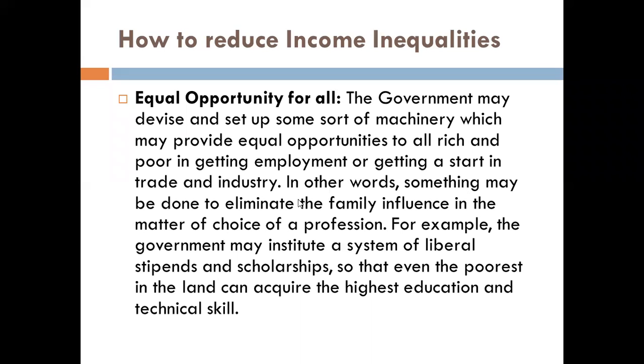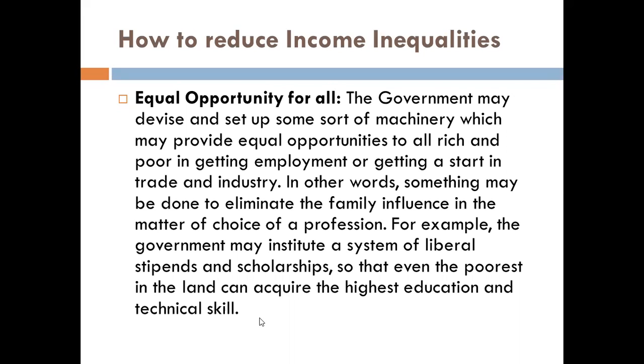In other words, something may be done to eliminate the family interest in the matter of choice of a profession. Sometimes, if family interacts or maybe influences you, you do not choose this field. So, in this way, our mind will be washed, and we have to indulge in other things. For example, the government may institute a system of liberal stipends and scholarships so that even the poorest in the land can acquire the highest education and technical skills.